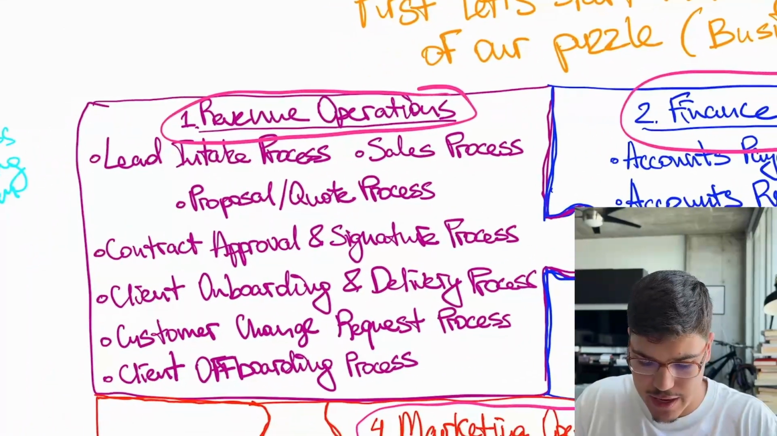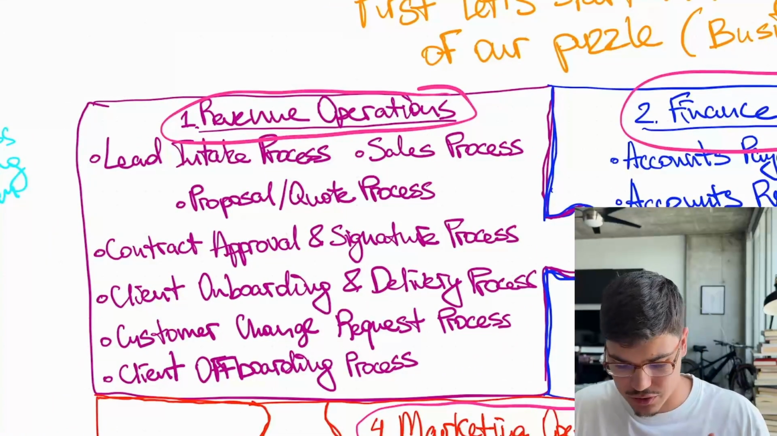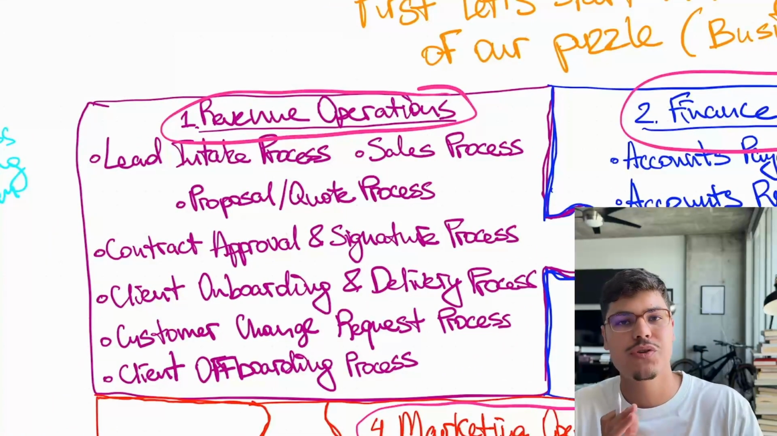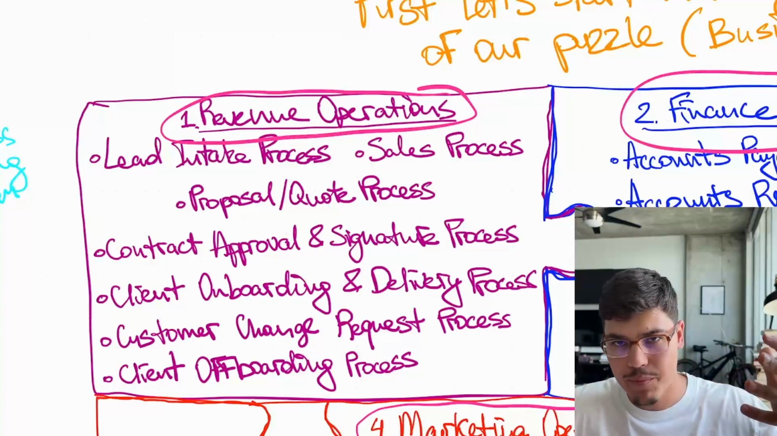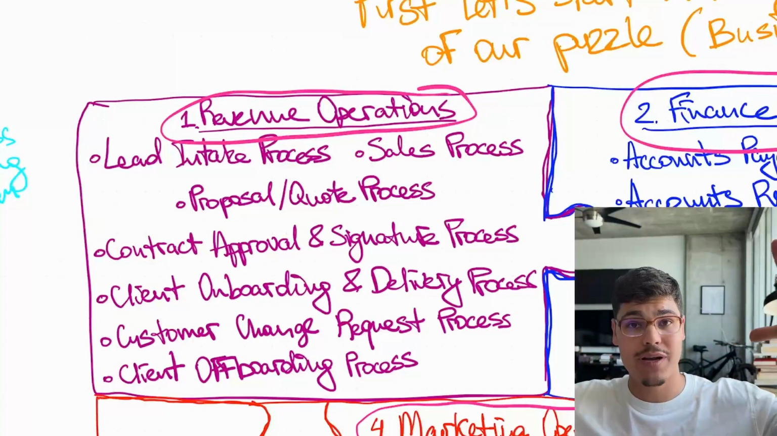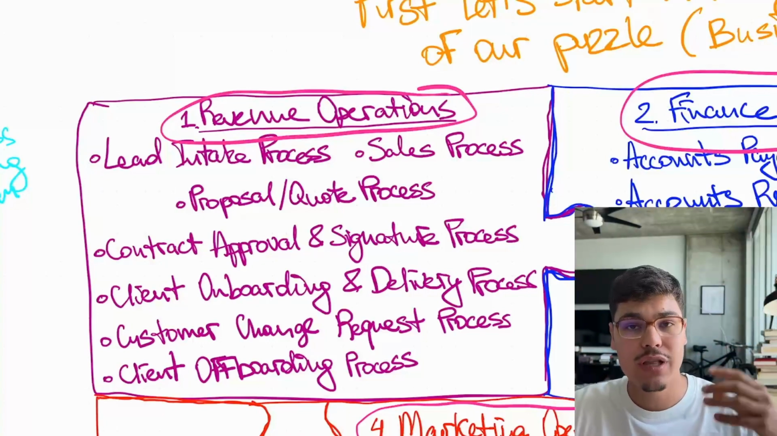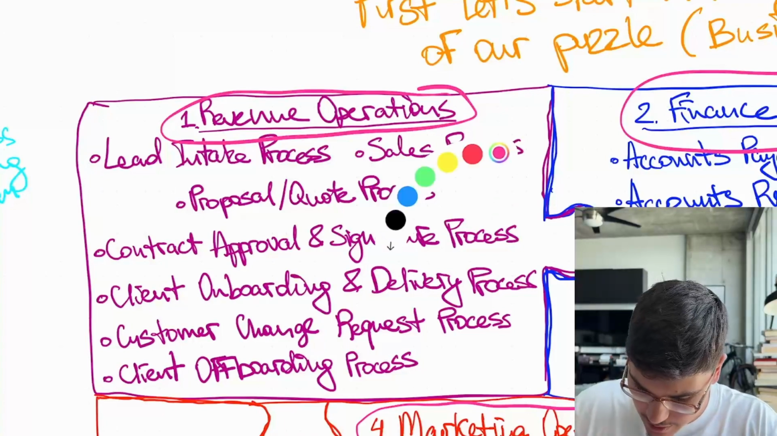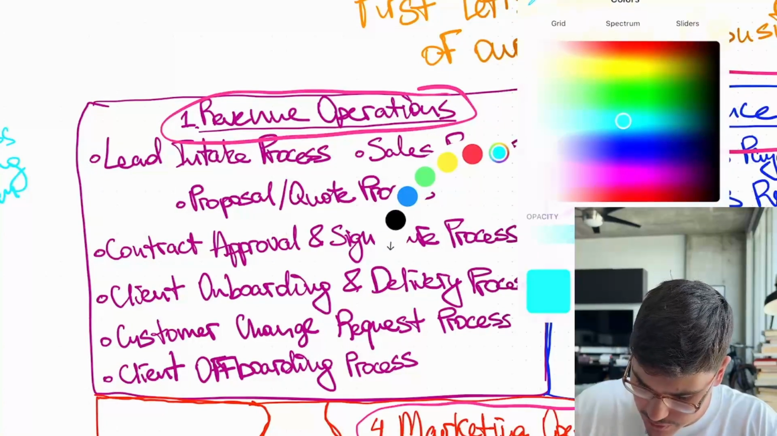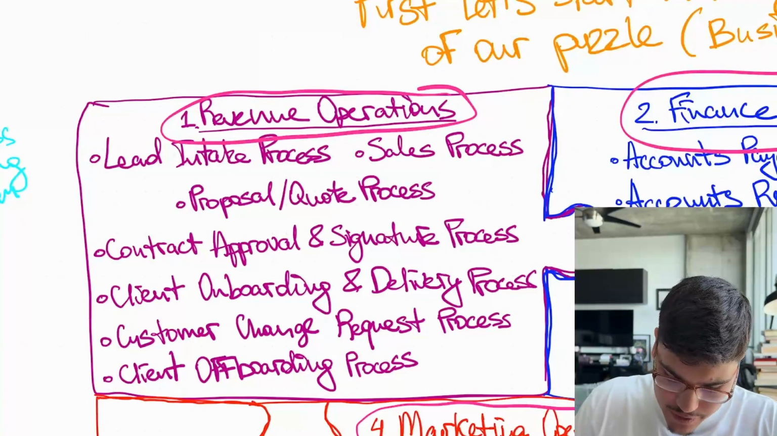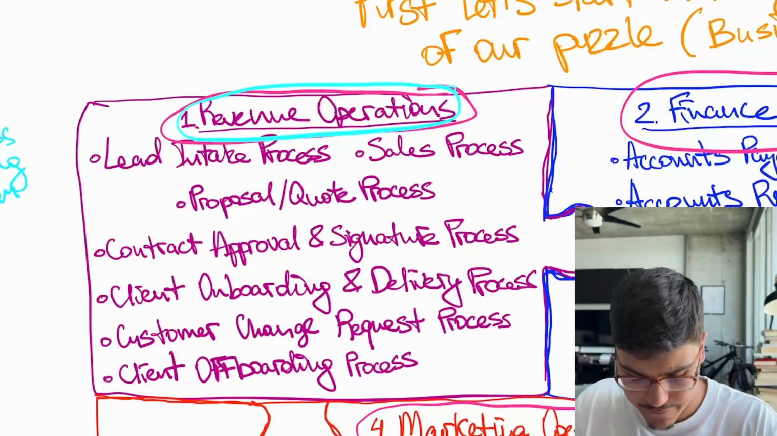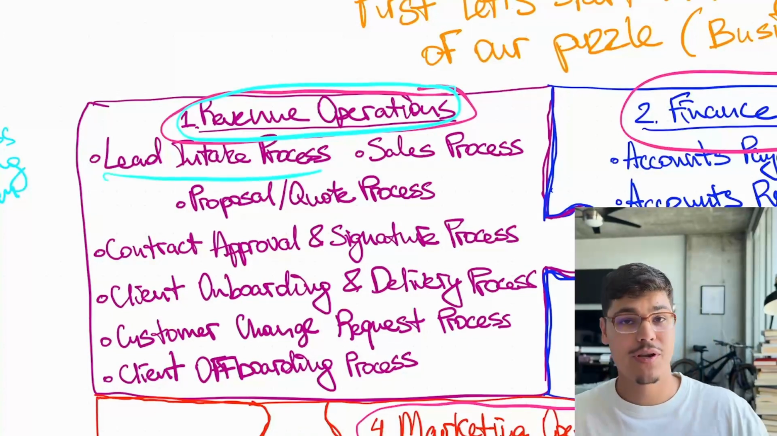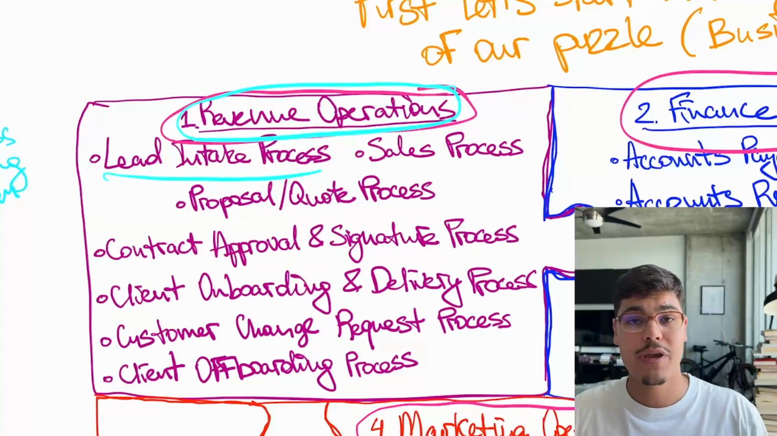I'm not going to take a lot of time to go through every single process, but I just want to give you an idea, an example of what that business operating system final picture could look like for your business. I'm going to change the color here. So as part of the revenue operations over here, the processes that we have here is the lead intake process. So again, it's basically how leads are coming into your system.